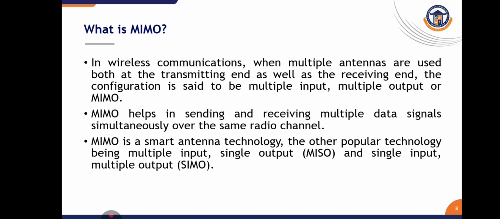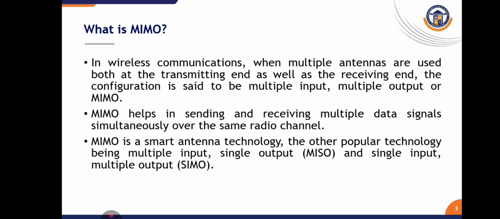So what is MIMO? In wireless communication, when multiple antennas are used at both the transmitting end as well as the receiving end, the configuration is said to be multiple input and multiple output, or MIMO. So MIMO helps in sending and receiving multiple data signals simultaneously. MIMO is a smart antenna technology. The other popular technologies are multiple input, single output, and single input, multiple output.